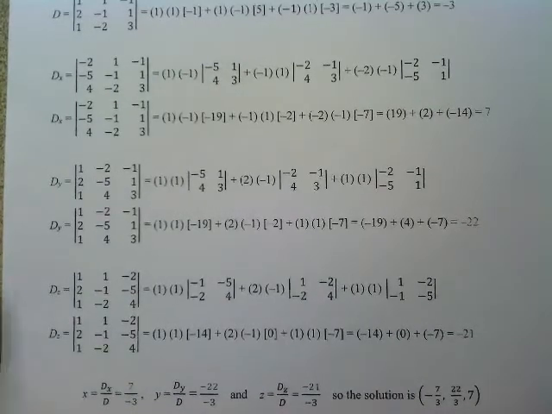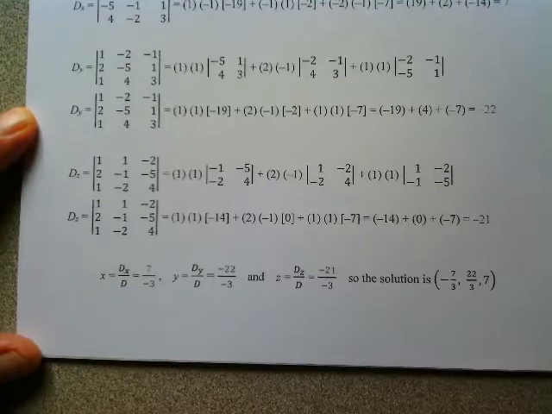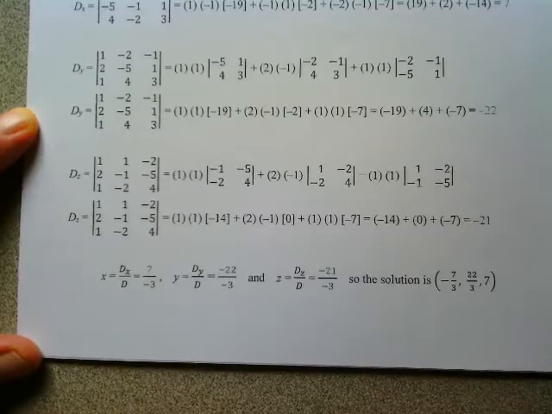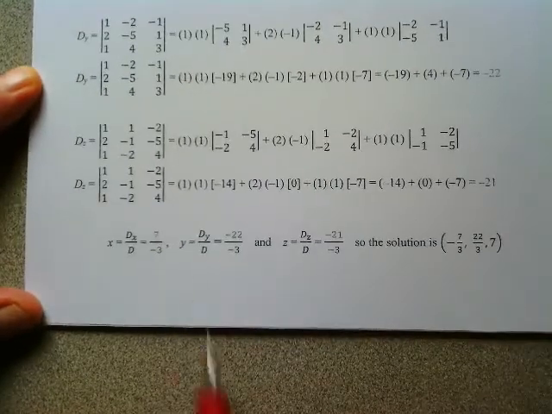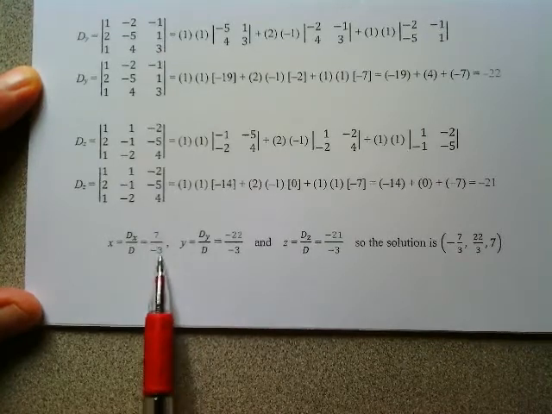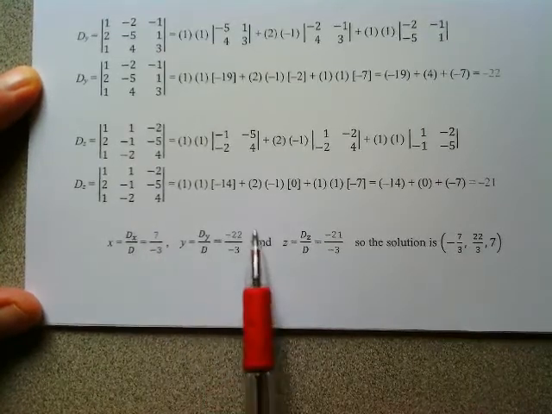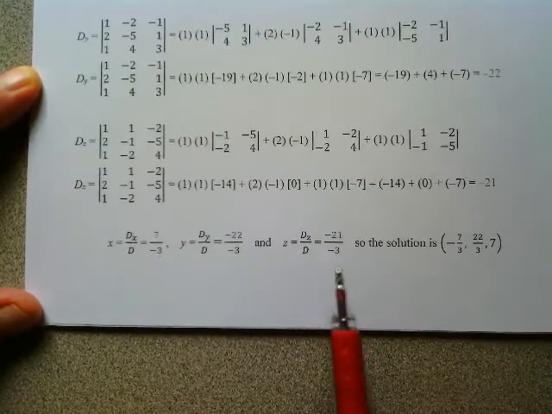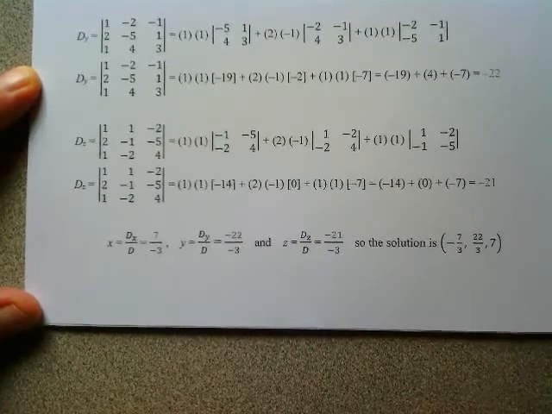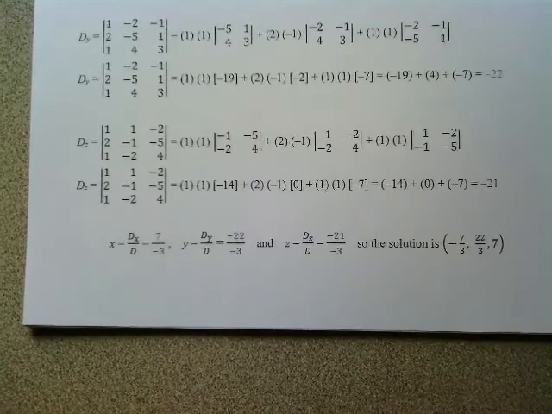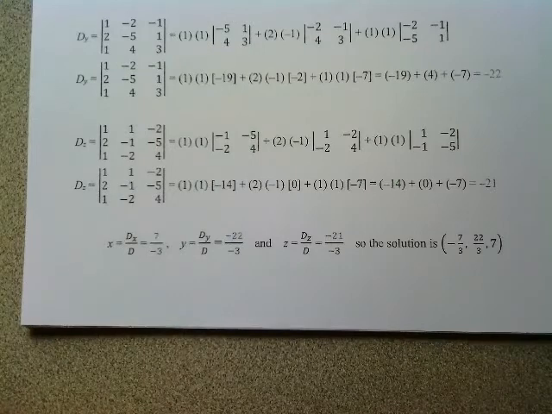And then also the z, replacing the z values here. And that one came out to be negative 21. And then, as you can see at the bottom, the ratios, first dx over d, 7 over negative 3, that gives us the value for x. Negative 22 over negative 3 gave us the value of y. Since they're both negative, that's of course positive. And negative 21 over negative 3 gave us the 7. So that is an example of doing Cramer's Rule.